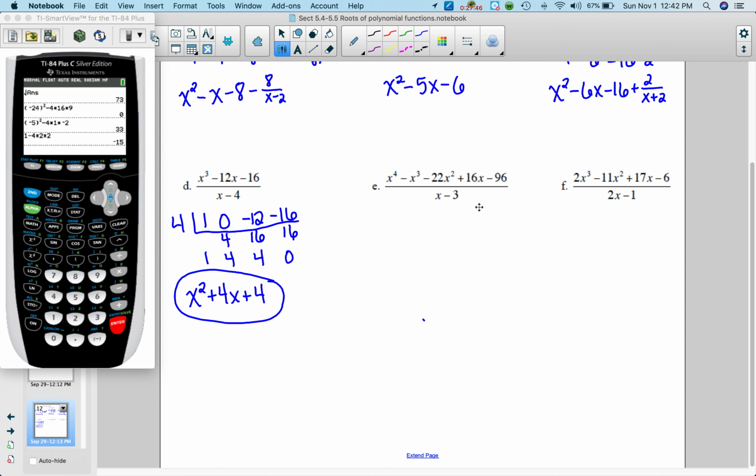On the next one, we're going to have a 3 out front, and we have a 1x to the 4th minus 1 minus 22. Whoops, that's a little more than we need.